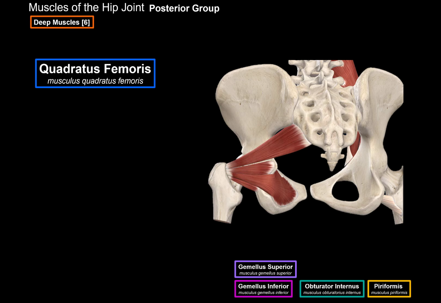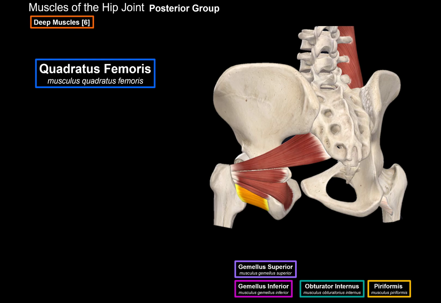Another muscle is the Quadratus Femoris, which is this one. I know a lot of people who mix it up with the Quadriceps Femoris, the large muscle of the thigh. This is called Quadratus Femoris due to its quadrangular shape.